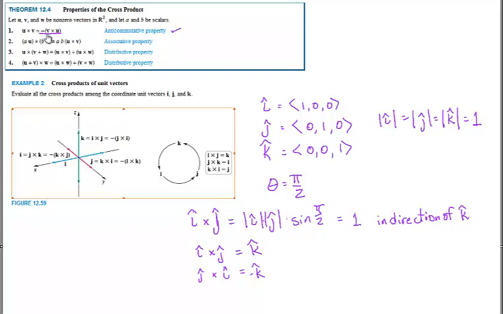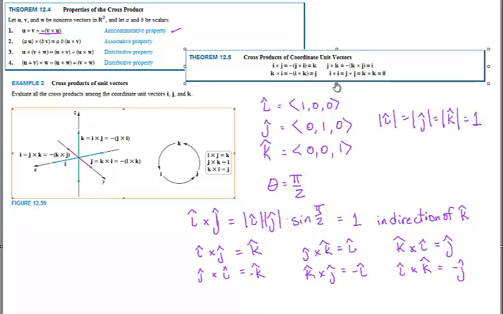so I'll just go ahead and do j cross k. It's going to be very similar. J cross k is then going to be I, and the opposite is going to be negative I. So I'm going to write those down. So here's the cross product of all of the different unit vectors, and they just equal the other unit vector in whichever direction.